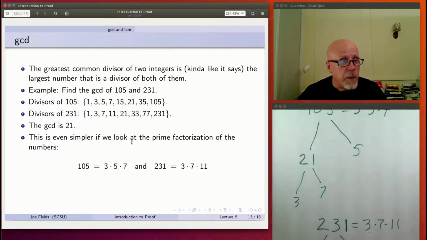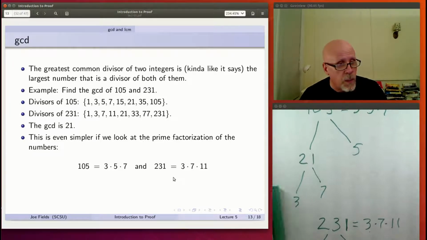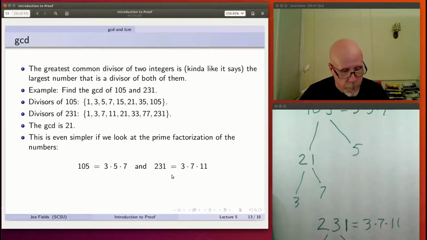This is actually even simpler if you just work with the prime factorization of the numbers. We had 105 is 3 times 5 times 7. 231 is 3 times 7 times 11. What primes do they have in common? 3 and 7. And so the product of 3 and 7, in other words, 21, will be one of the divisors of both of them. And in fact, since I've used all the primes that they have in common, that's the biggest one that'll be a divisor of both. Cool.